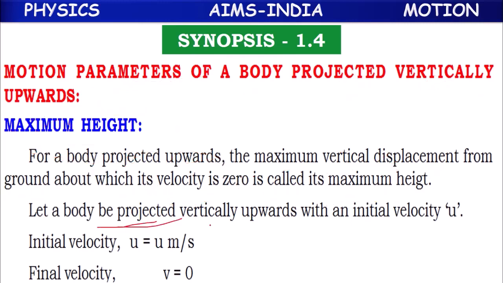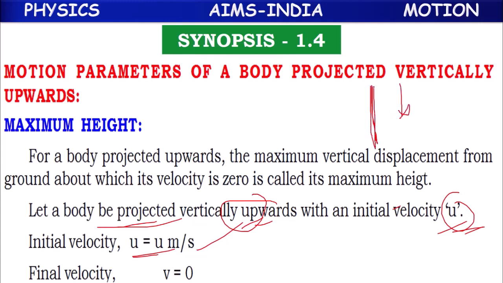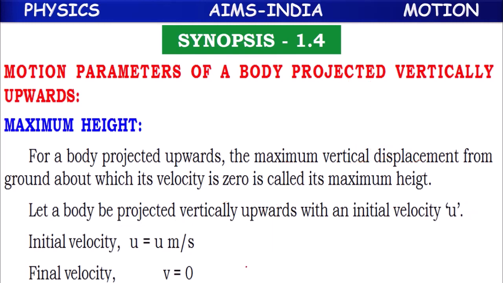So if a body is projected vertically upwards with an initial velocity u, the initial velocity will be u while going upwards, not coming down. If we consider only this part, the vertically upward journey, its final velocity will be 0. From there it starts falling down. Why is the velocity decreasing? Because of the attraction force of the earth. Final velocity will be 0.